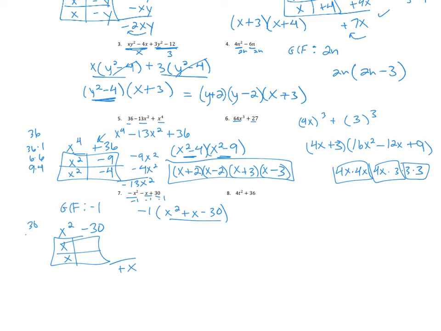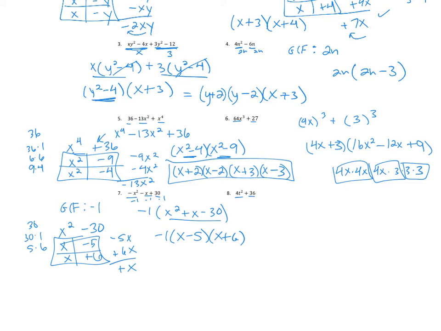So factors of 30, 30 times 1, 5 times 6 might work because we need to get a 1. Let's see. They're different signs. The bigger number is positive, so that'll work. GCF out front, an x minus 5 and an x plus 6.